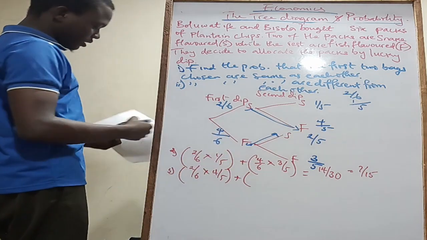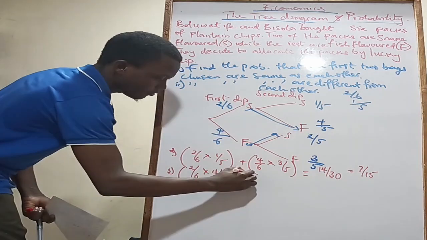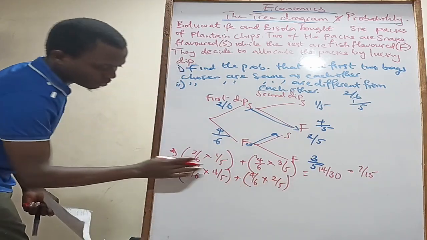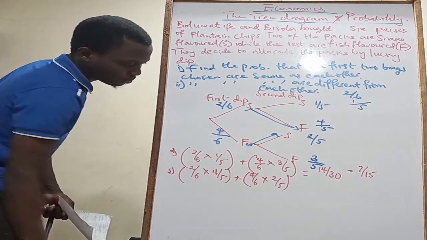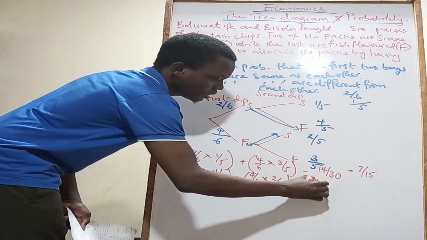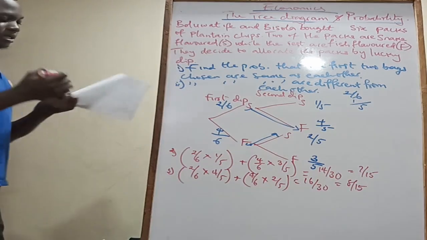So F here is 4 over 6, and then the other one is 2 over 5. So you have 4 over 6 times 2 over 5. So 2 times 4 is 8, so you have 8 over 30 plus 8 over 30, which is 16 over 30. This is going to give us 8 over 15. I think that's all about that particular question.